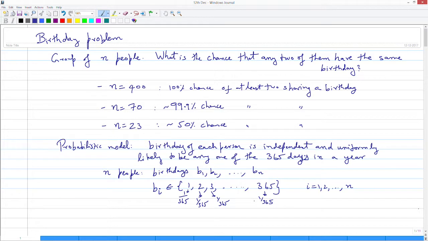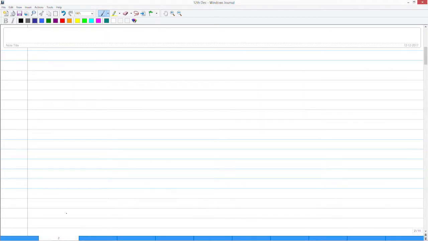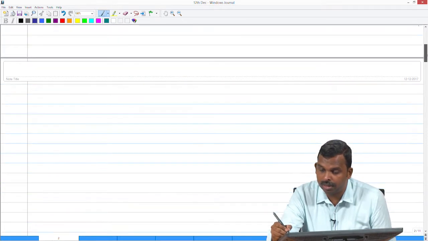So, in this setting I want to calculate the probability that at least 2 of these birthdays are equal. Okay. That is the idea. Is that okay? Hopefully, you can see where the calculation will come from. So, let us see how to go about doing a problem like this. Hopefully, the model is clear.